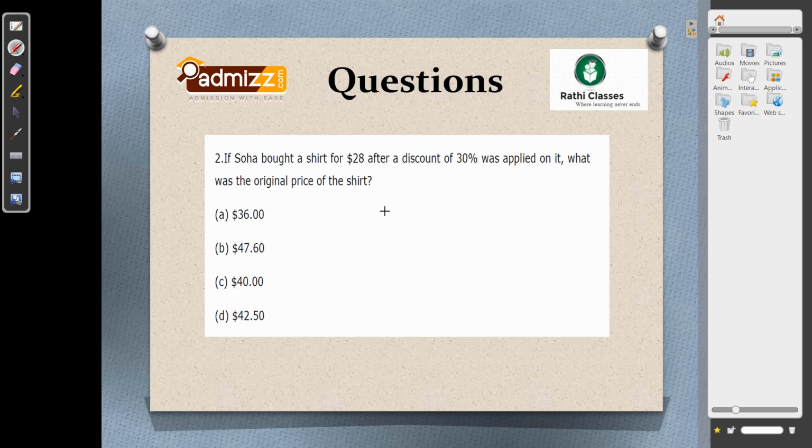So 0.7X equals 28. If you divide 28 by 7, the result is 4, since 28 is divisible by 7. So the answer is 40. How? 28 divided by 0.7 you can easily read as 280 by 7. 7 times 40 is 280. So the option is C. Let us move to the third question.